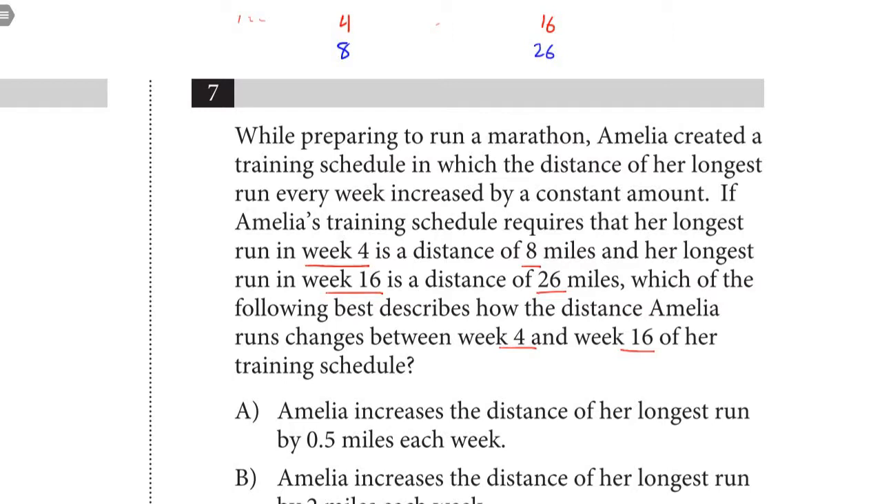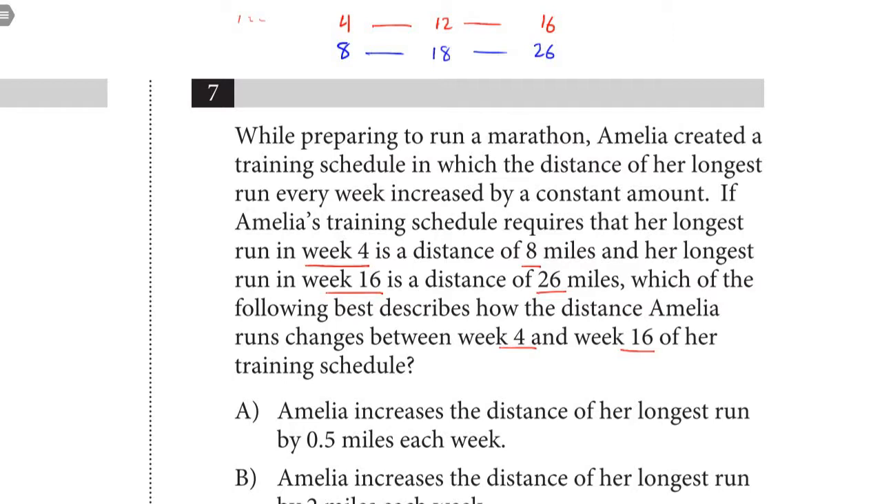If we take the difference between 26 and 8, we get 18. That means between week 4 and week 16, she would have wanted to increase her distance by 18 miles. And the difference in weeks, 16 minus 4, is 12 weeks. She has 12 weeks to do it. So what we just found out is how much more she wants to increase in distance, which is 18 miles, and how long she has to do it, which is 12 weeks.